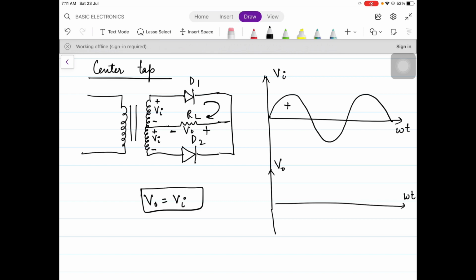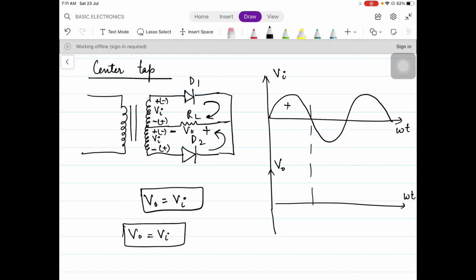Similarly, for the negative half cycle, we will put the signs like this. In this case, D1 is reverse and D2 is forward now, and again by applying KVL, in either direction, you will get V naught again equal to Vi.